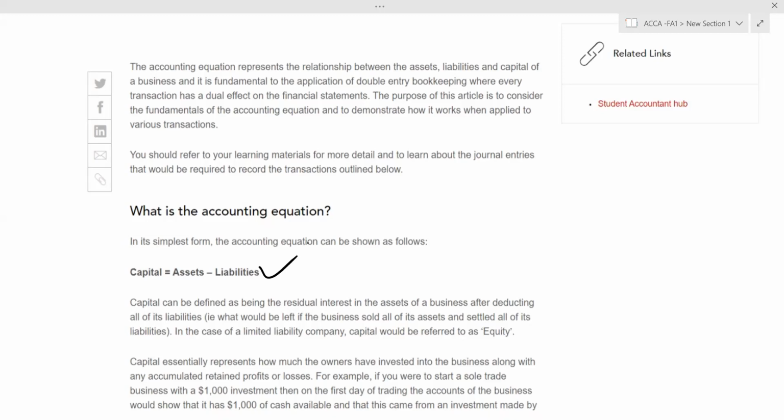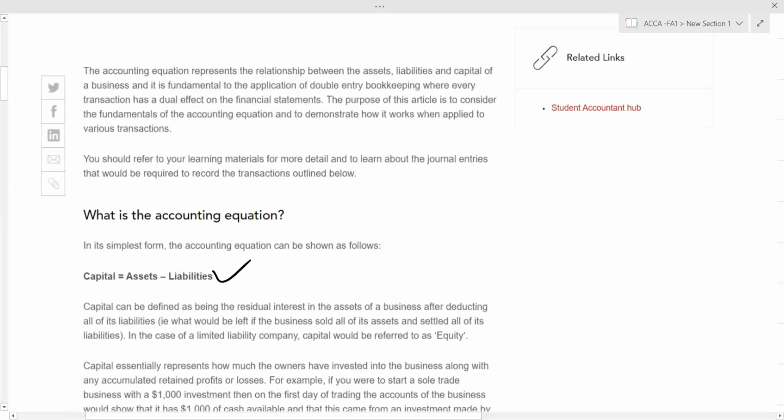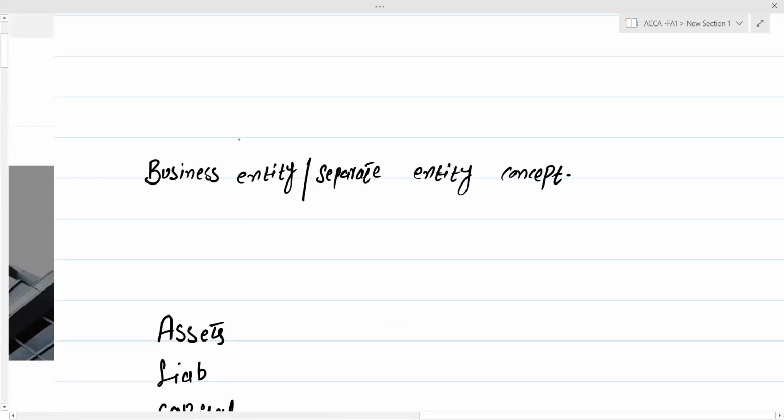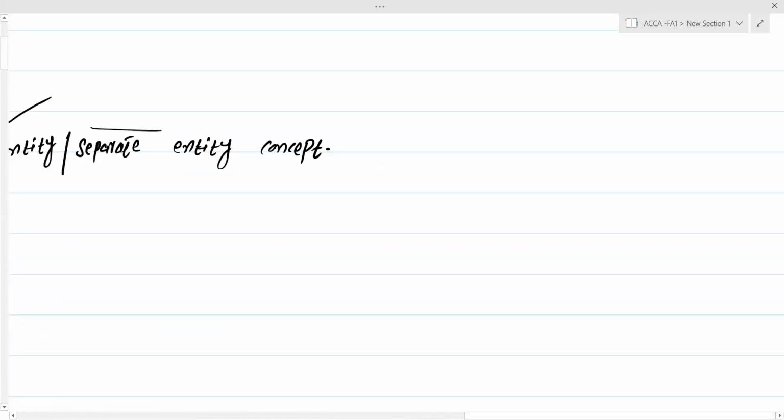Before learning what is capital, what are the assets, what are the liabilities, you need to know a very important concept that is called the business entity or separate entity concept. Remember one thing, according to the separate entity concept, a business is legally separate from its owners.